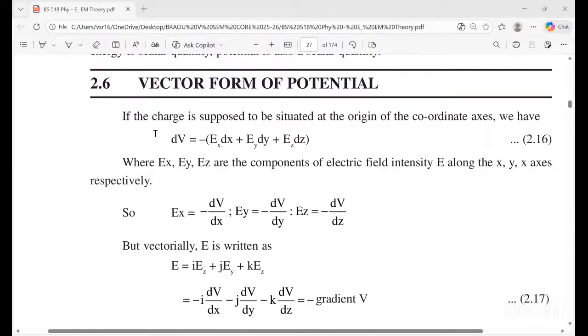So here dV is nothing but minus E dot dl. dl is nothing but i dx plus j dy plus k dz, where E is i Ex plus j Ey plus k Ez. What are Ex, Ey, Ez? They are the components along the X, Y, Z axis. Okay. So the dot product of i dot i, j dot j, k dot k equals 1. The remaining, i dot j equals j dot i equals k dot j, all these become 0. Only 3 components are present here. That's why you may get dV equals minus Ex dx plus Ey dy plus Ez dz.